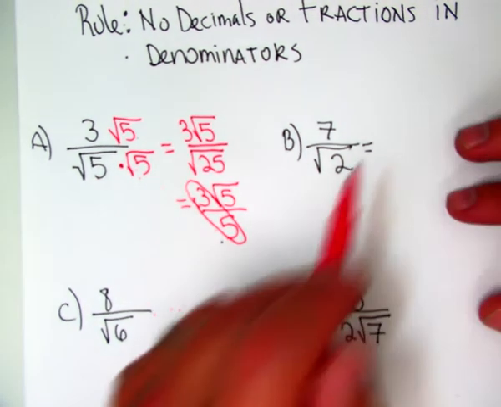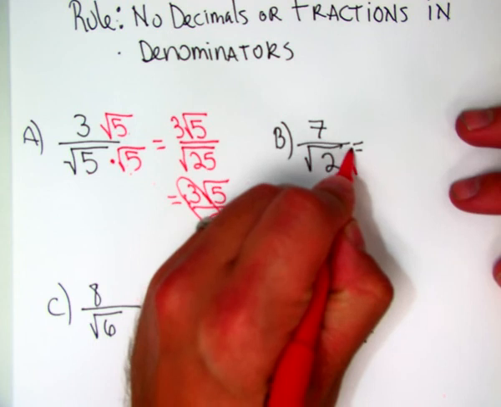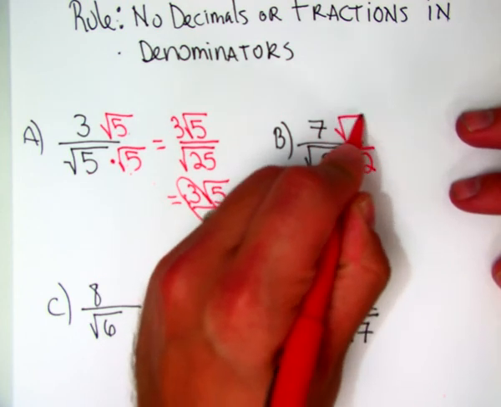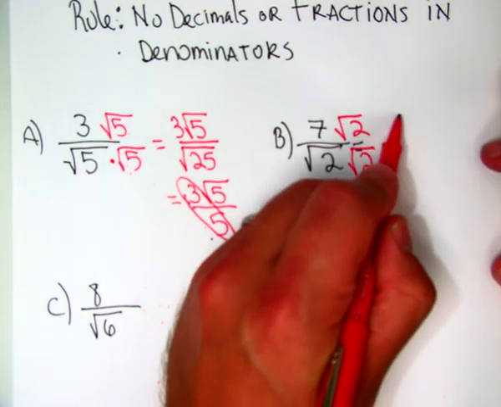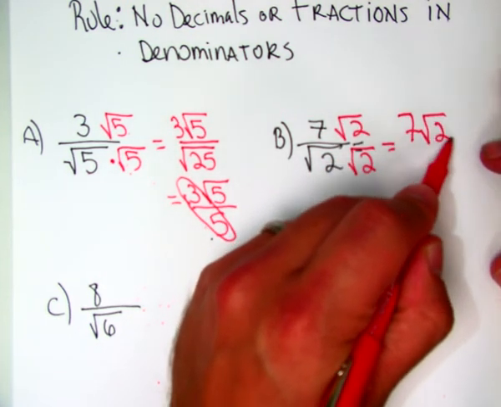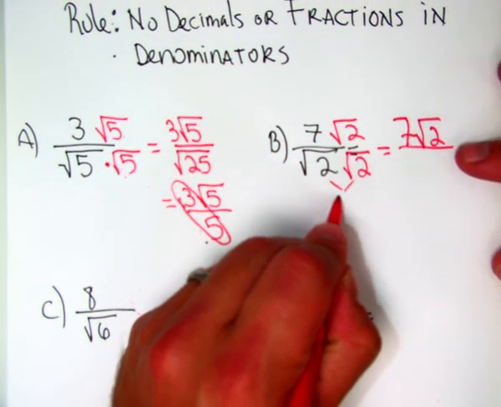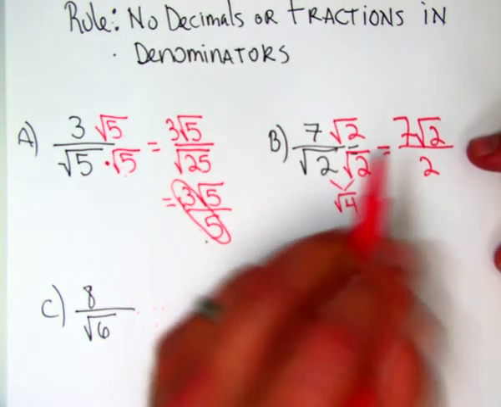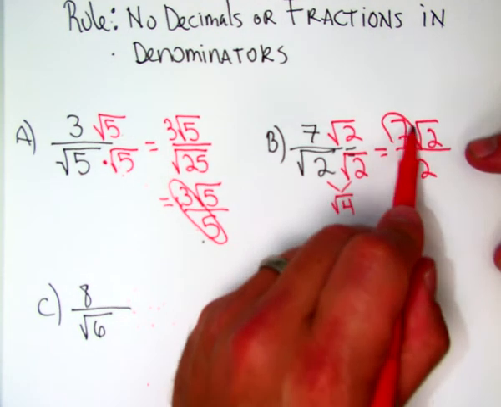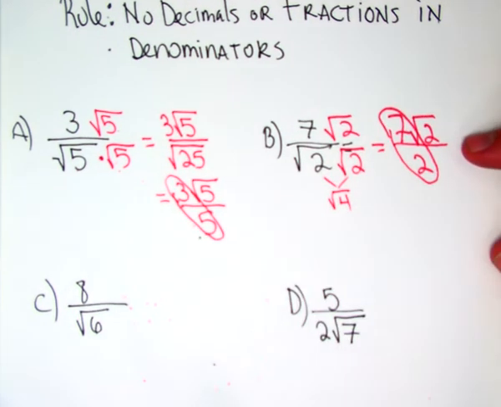Do the same thing for letter B here. We multiply by the square root of 2 on the top and the bottom. And we have 7 square root of 2 over, this will be the square root of 4. And the square root of 4 is just 2. Check and see if we can reduce right here. We cannot, so the answer is 7 square root of 2 over 2.